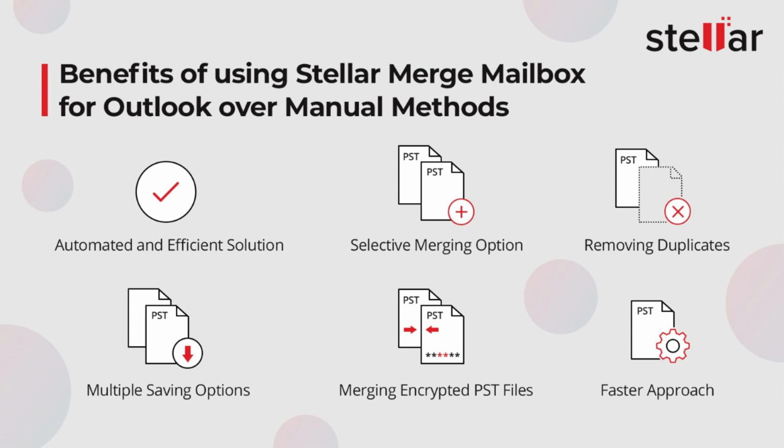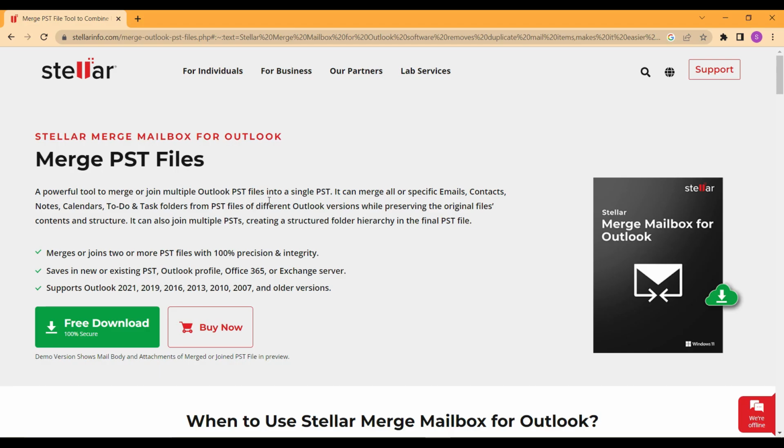While Stellar Merge Mailbox for Outlook provides an automated and efficient solution, it allows for selective merging based on criteria such as removing duplicates, providing multiple saving options, merging encrypted PST files, and offering a faster and more accurate approach compared to manual methods. Let's get started by giving this tool a quick overview.